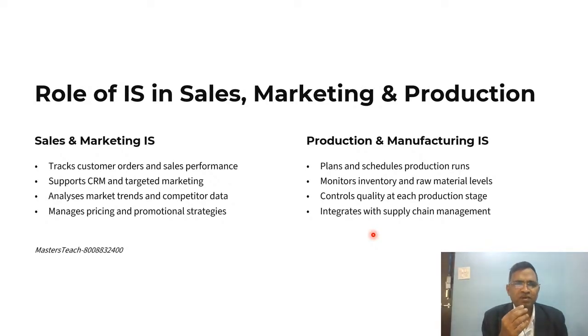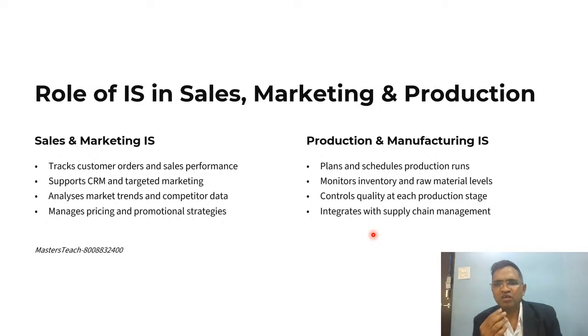In sales, what happens? You come to know who has given the orders, what the performance is, and you can also track things. You can also analyze market trends. You can also have the three P's: product, price, place, something like that.